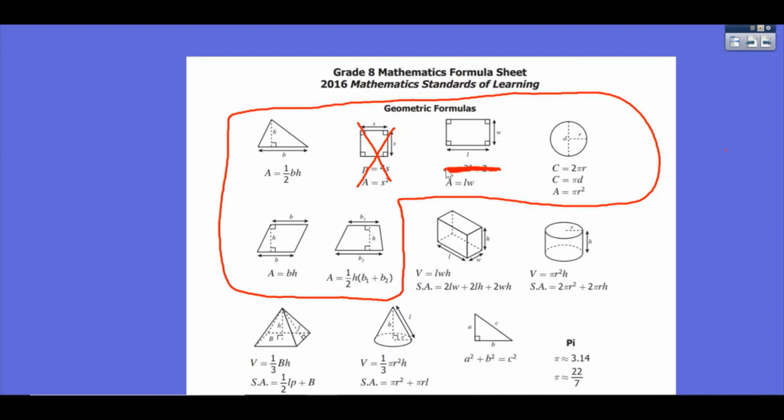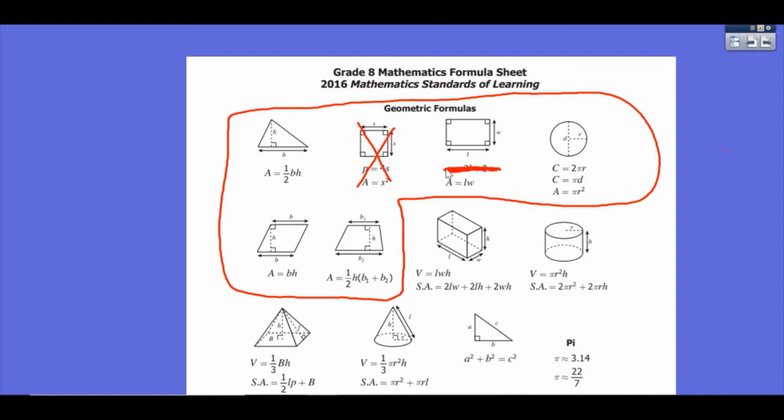So the triangle, the formula is right underneath it. It starts with an A. A means area. So if you look at the formula, it's 1/2 BH. If you look at the picture, it will show you exactly where to find the B and the H. So that way you don't make mistakes. Same with the area of a rectangle. The area of a rectangle, length times width, shows you the length and the width.